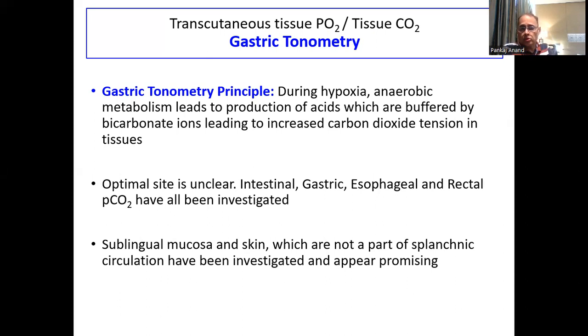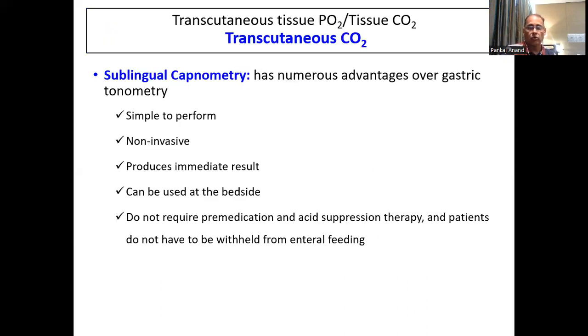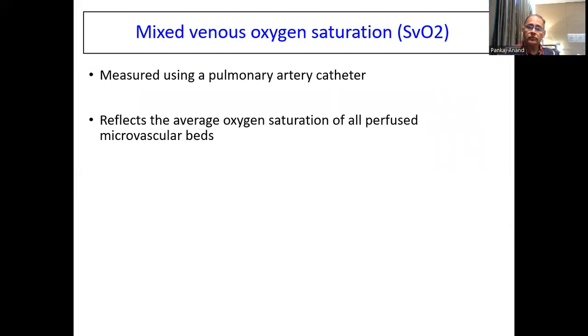Now there are issues; the optimal site is unclear. Largely the sublingual mucosa, that is underneath the tongue, and skin have been found to be useful. So sublingual capnometry has numerous advantages over gastric tonometry. It is very easy to perform, obviously non-invasive, produces immediate results, can be used at the bedside, and does not require pre-medication and acid suppression therapy.